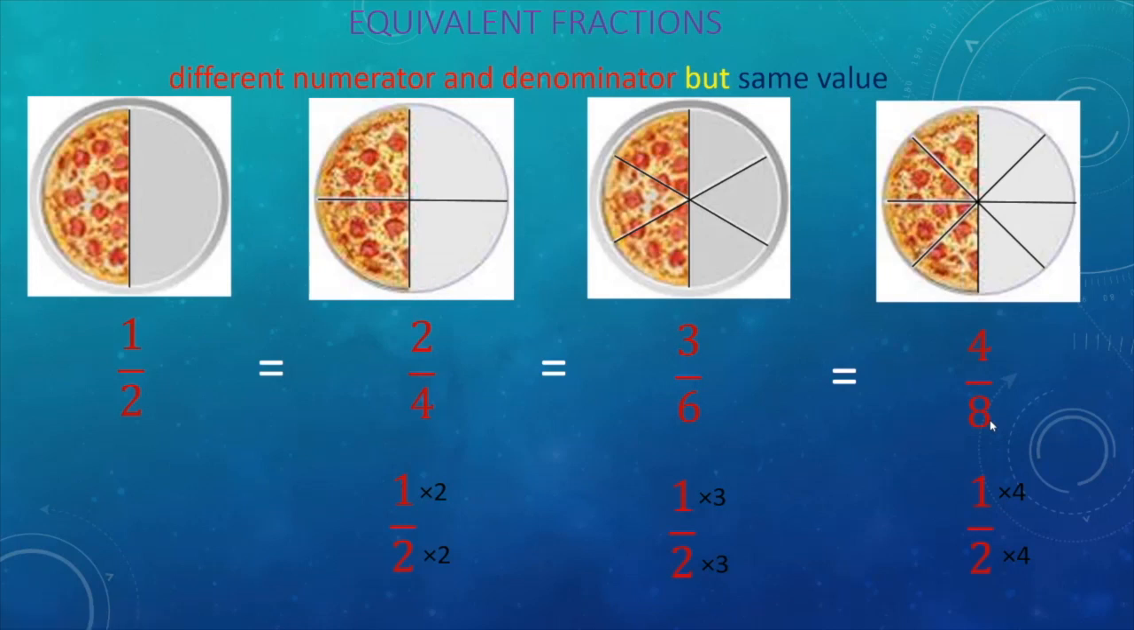Also, we can reduce a fraction by dividing both numerator and denominator by the same number. If you want to reduce the fraction 3 over 6 to the smallest equivalent fraction, as you can see, both 3 and 6 are divisible by 3. So you can divide 3 by 3 and 6 by 3. 3 divided by 3 is 1, 6 divided by 3 is 2. So we will get the equivalent fraction 1 over 2.